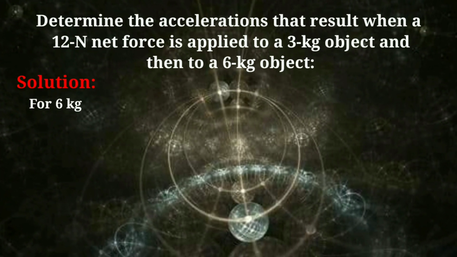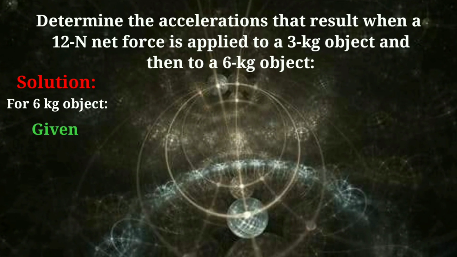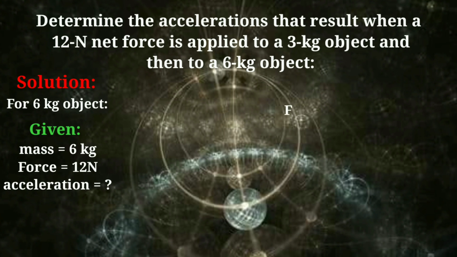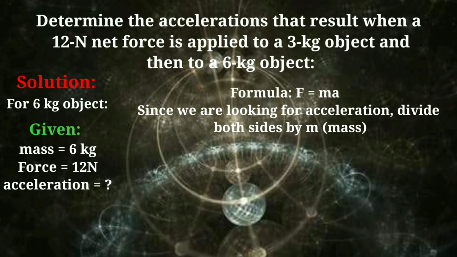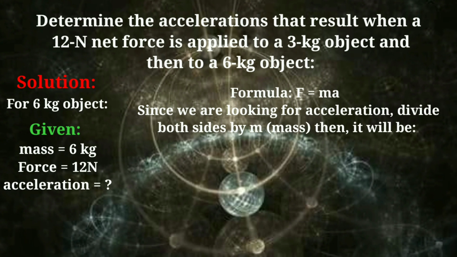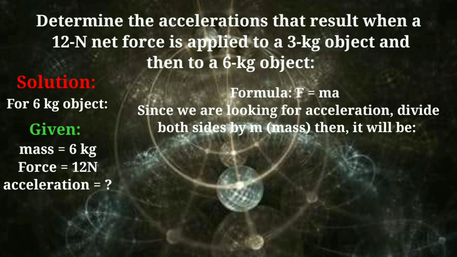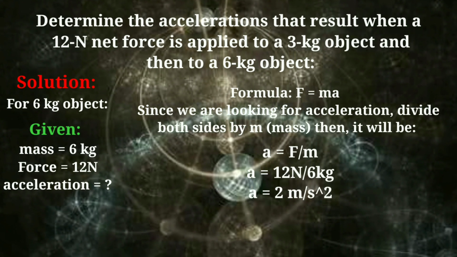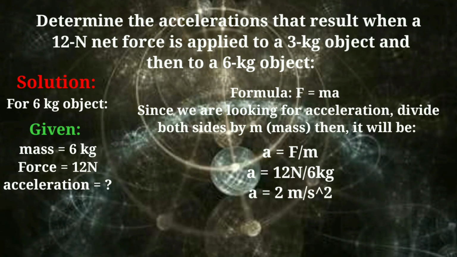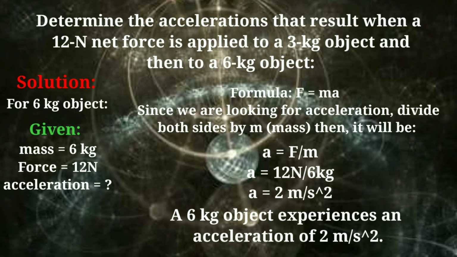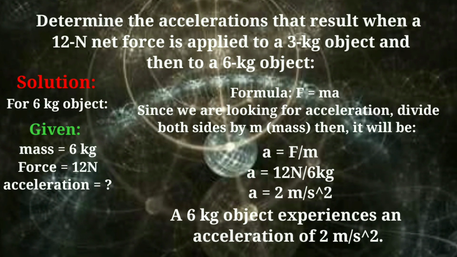For the 6 kg object. Given: mass equals 6 kg, force equals 12 N, acceleration is missing. Formula: F equals ma. Since we are looking for acceleration, divide both sides by m, mass. Then a equals F over m, equals 12 N over 6 kg. a equals 2 meters per second squared. A 6 kg object experiences an acceleration of 2 meters per second squared.